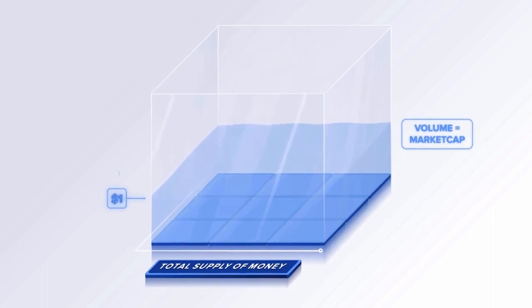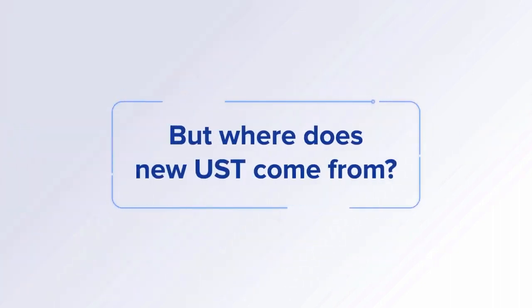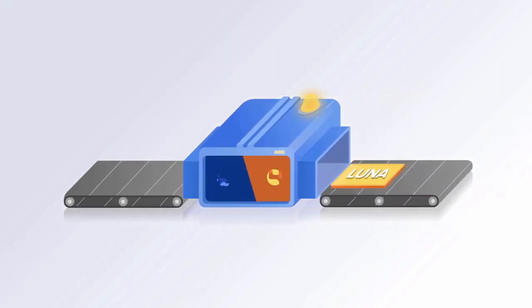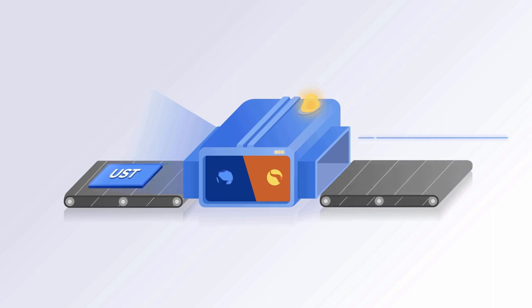If you can do more with UST, like buy coffee or invest in stocks, more people will want to buy UST, driving up its price. To bring back the water level to $1, we can expand the pool by introducing a new supply of UST. But where does new UST come from? At Terra, we've designed a machine that swaps $1 worth of Luna to 1 UST.